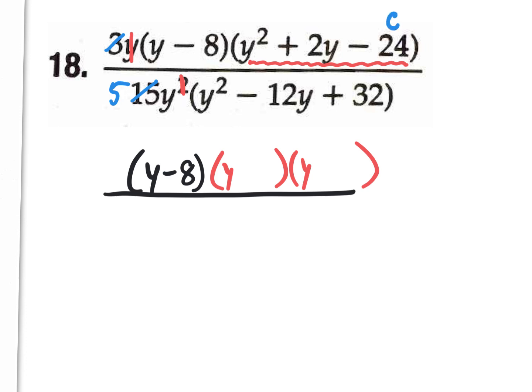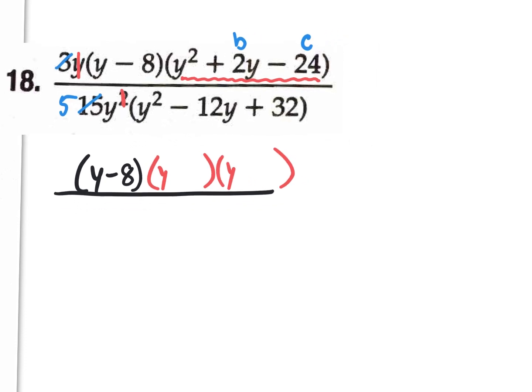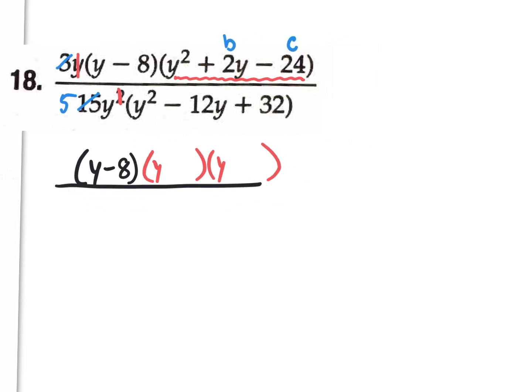We would say, what times what is your c value that if you add together is your b value? And we would even make a list. The multiples of negative 24. Negative 1 times 24, negative 2 times 12, negative 3 times 8, negative 4 times 6. Negative 5 doesn't work. That's it. So which pair of numbers combines together to give me the middle value b?